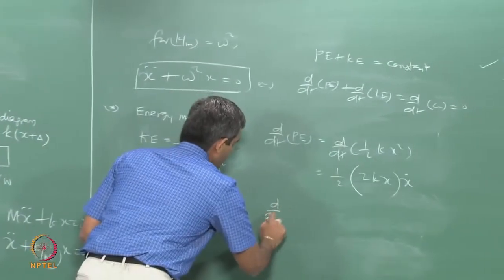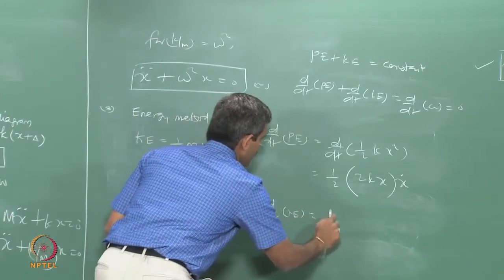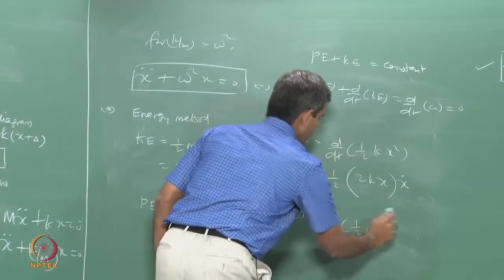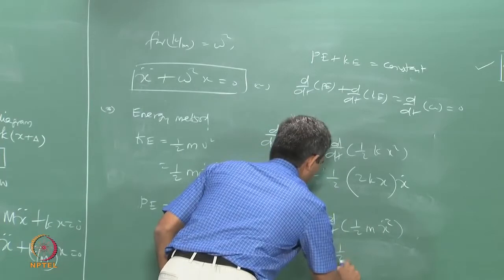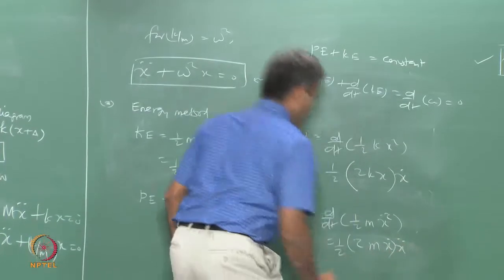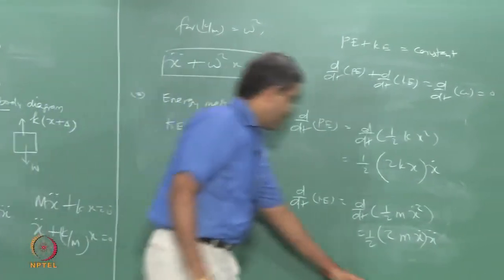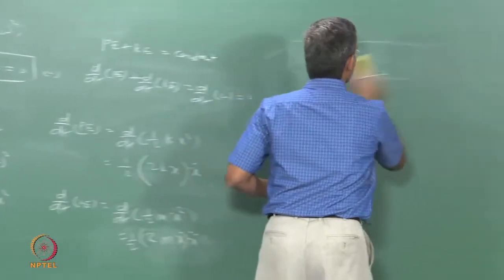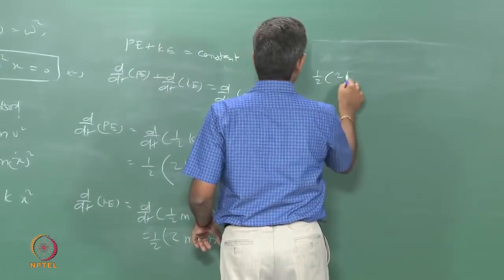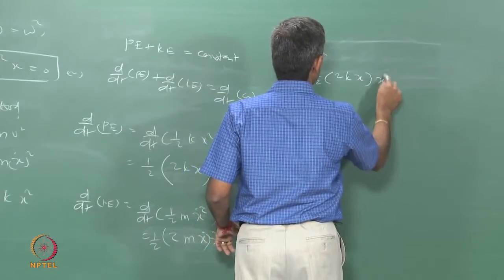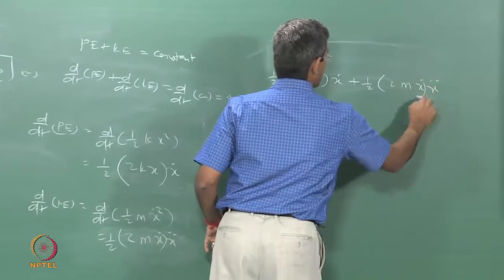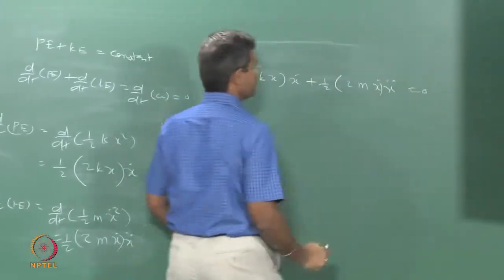d by dt of kinetic energy, which is d by dt of half m x dot square, which will be half twice m x dot x double dot. Let us rearrange here, half 2 kx x dot plus half 2 m x dot x double dot should be 0.